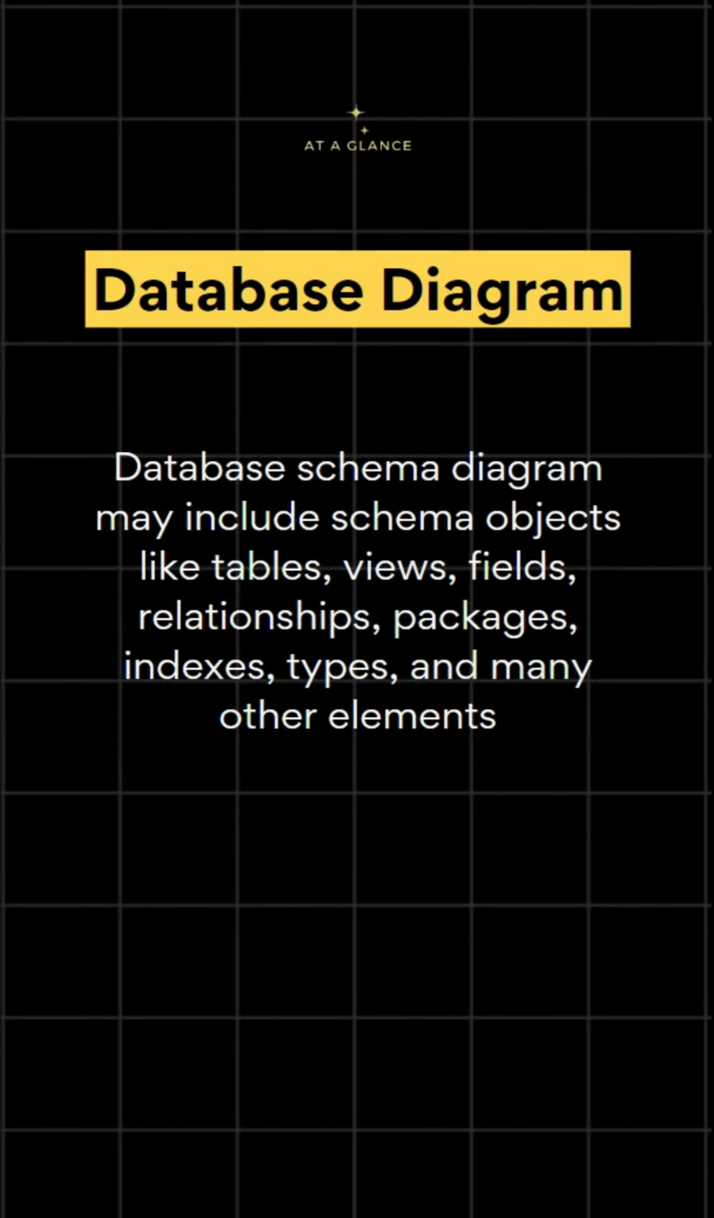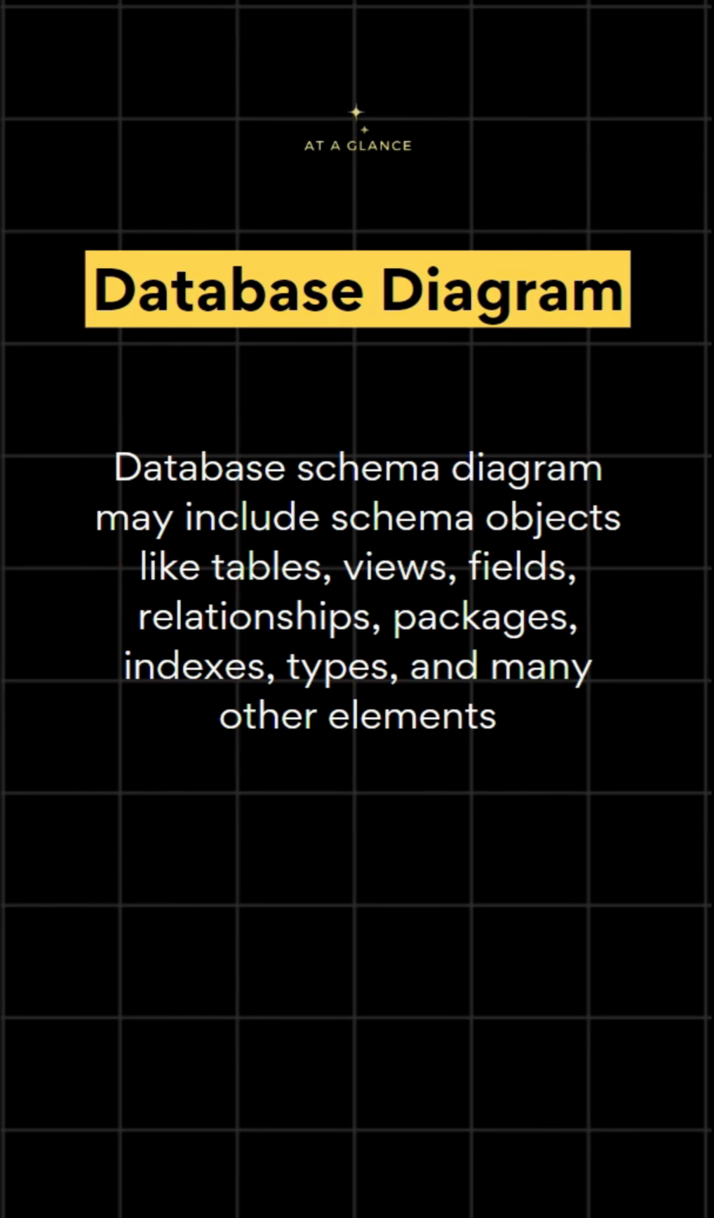So basically database schema diagram may include schema objects, for example, tables, views, fields, relationships, packages, indexes, types, and many other elements. We already have seen about tables and fields. We might have discussed about relationships also, but there are many other parameters which we are yet to discuss. Don't worry about all of them. We'll learn all of it with the flow.